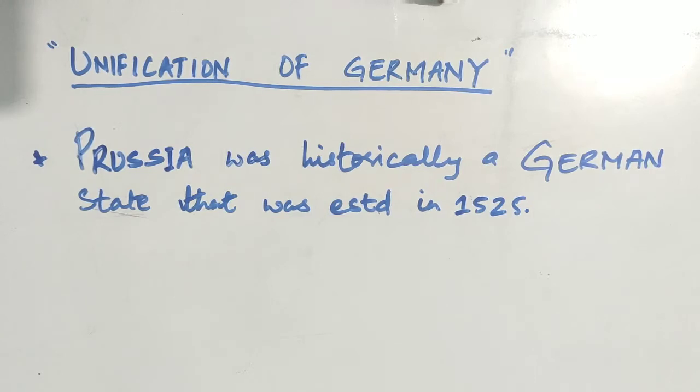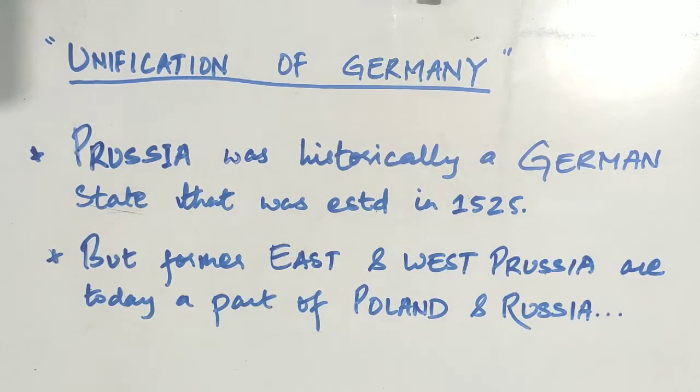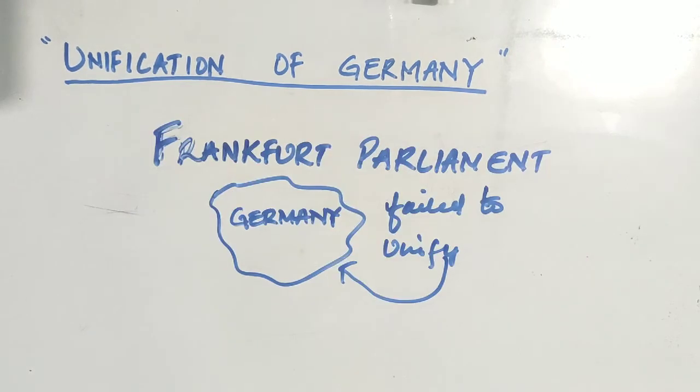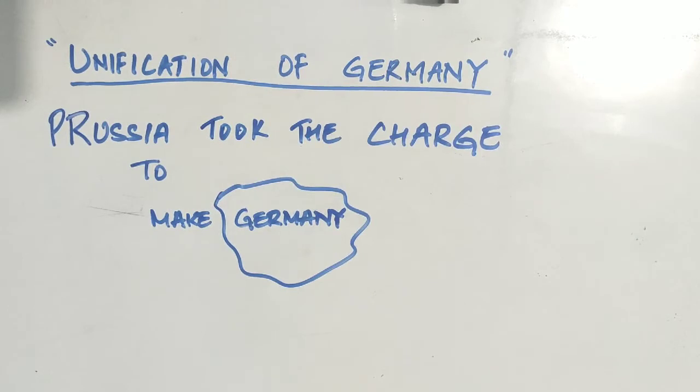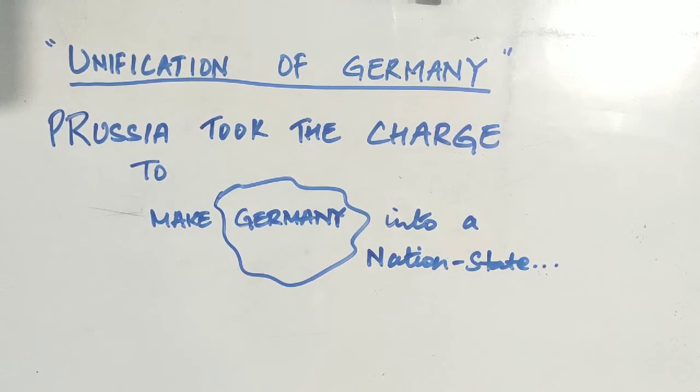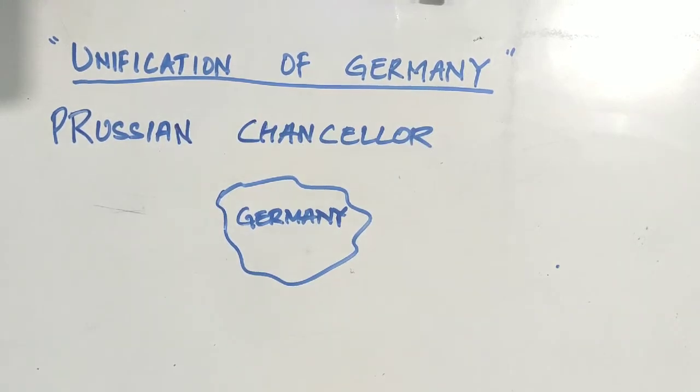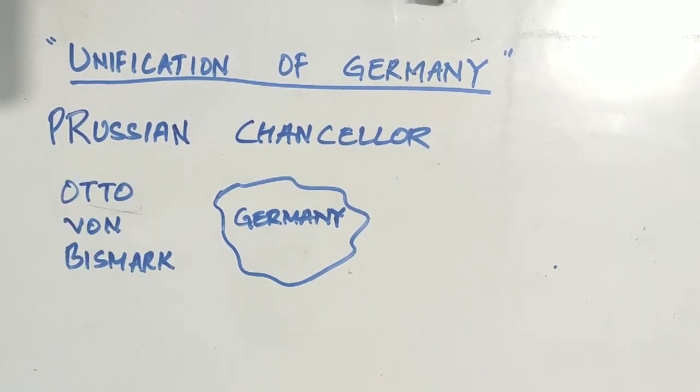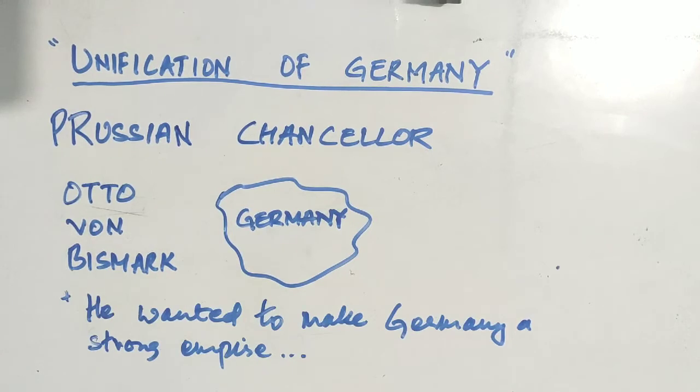Prussia doesn't exist today, but former West and East Prussia are today a part of Poland and Russia. They were given to these countries after the First World War. Prussia was historically a German state that originated in 1525. As the Frankfurt Parliament failed to unify Germany, and when the liberals were also crushed by the monarch, the process of making Germany a nation state was carried by Prussia and Otto von Bismarck.